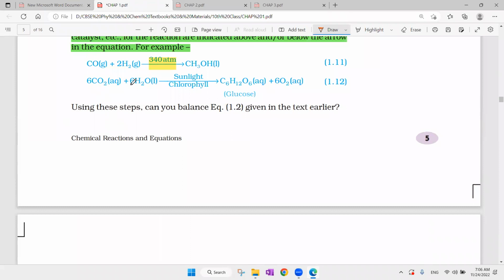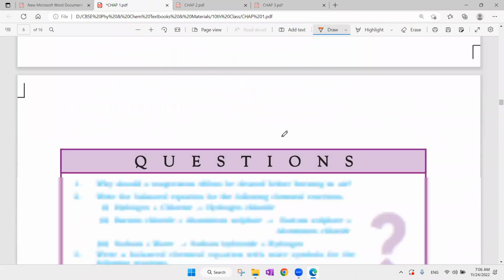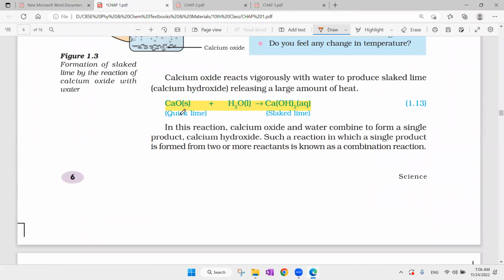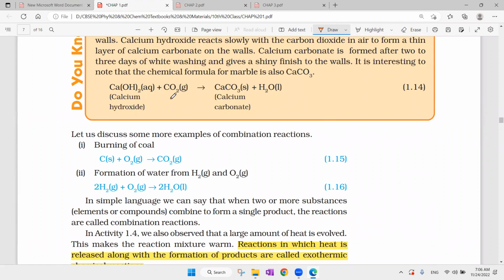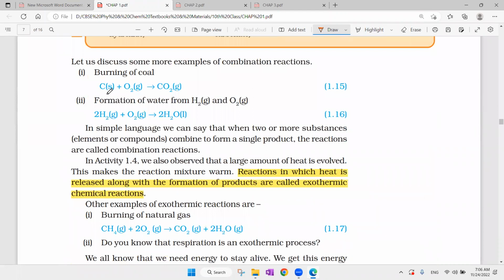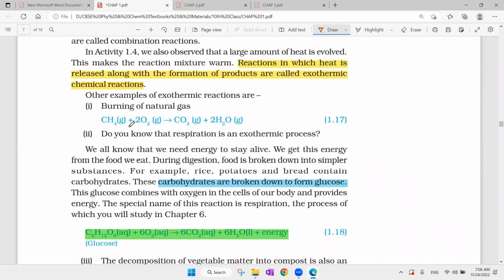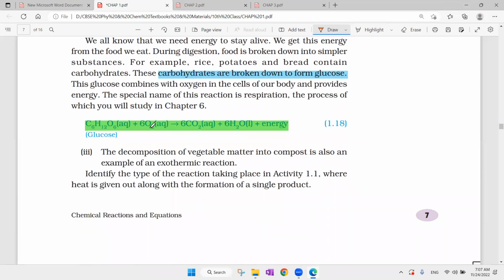Carbon dioxide plus water gives rise to glucose plus oxygen. Calcium oxide plus water gives rise to calcium hydroxide. Calcium hydroxide plus carbon dioxide gives rise to calcium carbonate plus water. Carbon plus oxygen gives rise to carbon dioxide. Hydrogen plus oxygen gives rise to water. CH4 methane plus oxygen gives rise to carbon dioxide plus water. Glucose plus oxygen gives rise to carbon dioxide plus water plus energy.